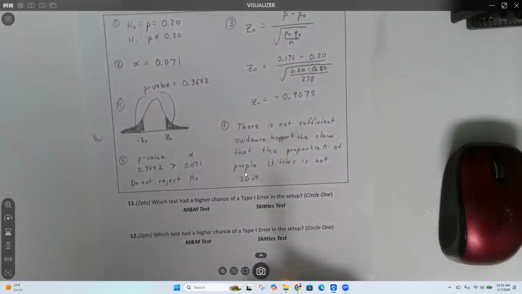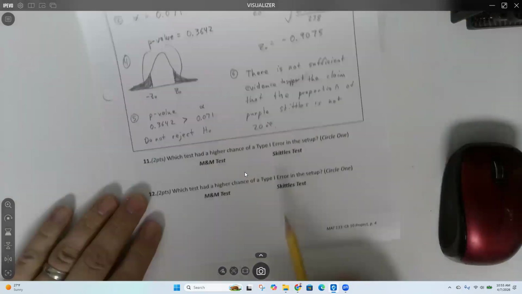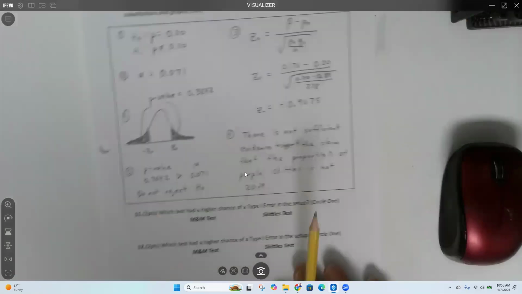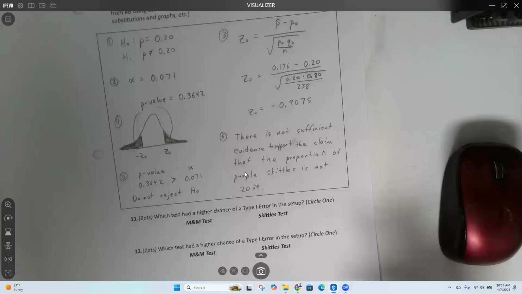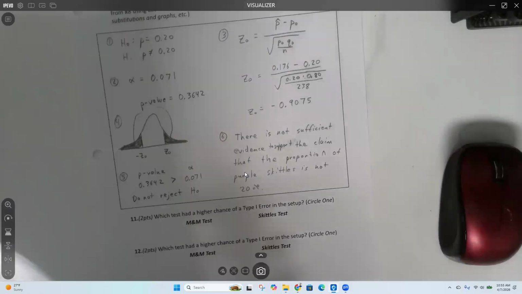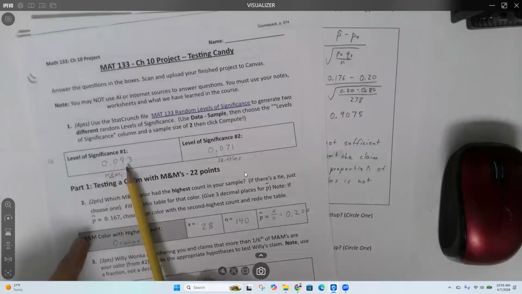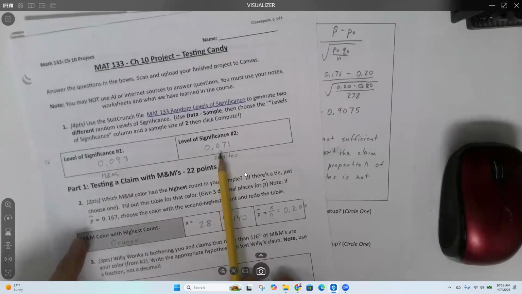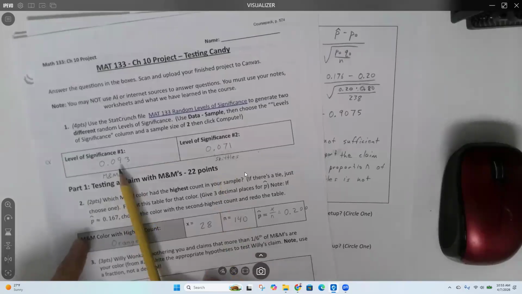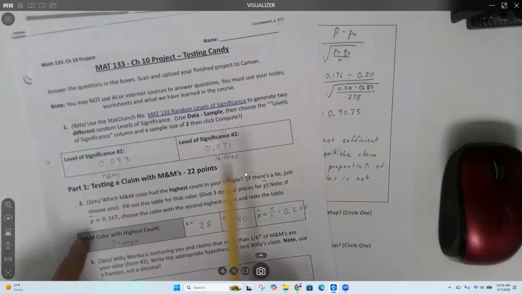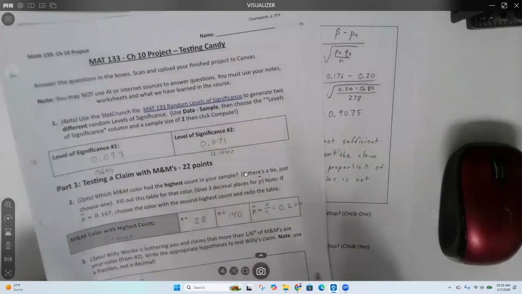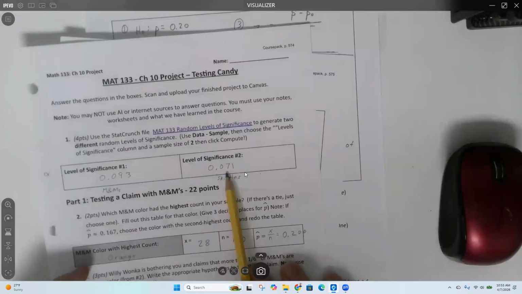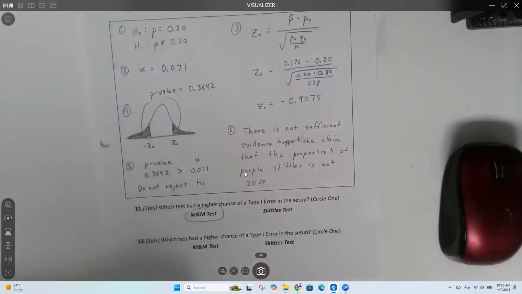Question number 11. Which test had a higher chance of a type 1 error in the setup? To answer that, you're going to compare the alphas that you had. I had an alpha for M&Ms of 0.93. For Skittles, I had 0.71. Which of these is bigger? For me, a 9% type 1 error is bigger than a 7%. So mine was M&Ms. Now, if your Skittles alpha was bigger, then you would circle Skittles.